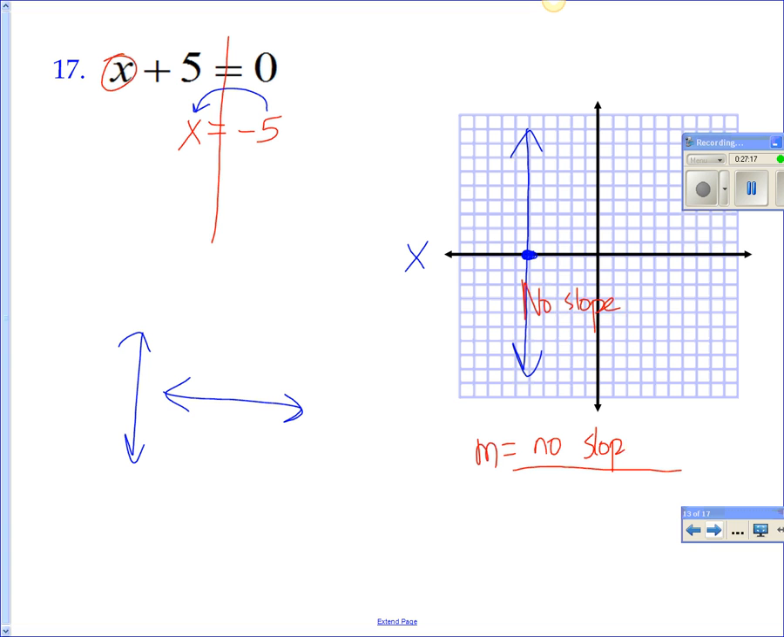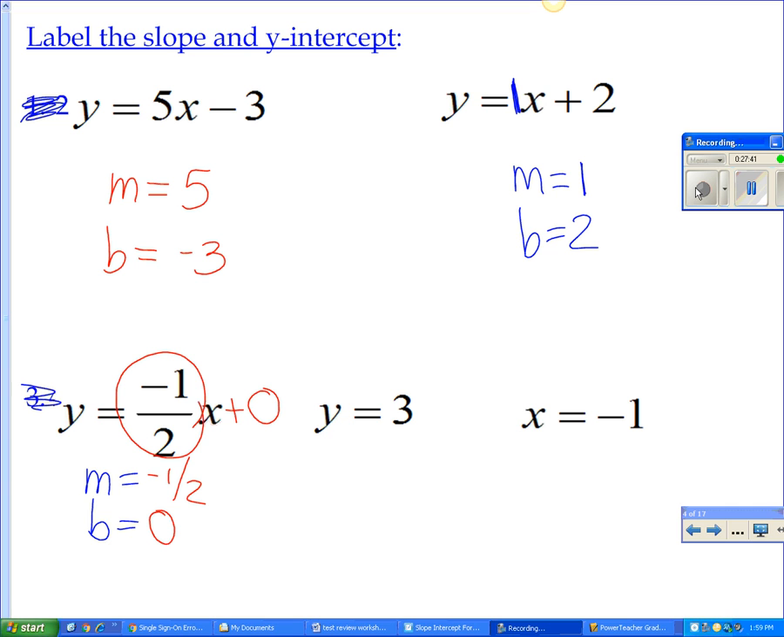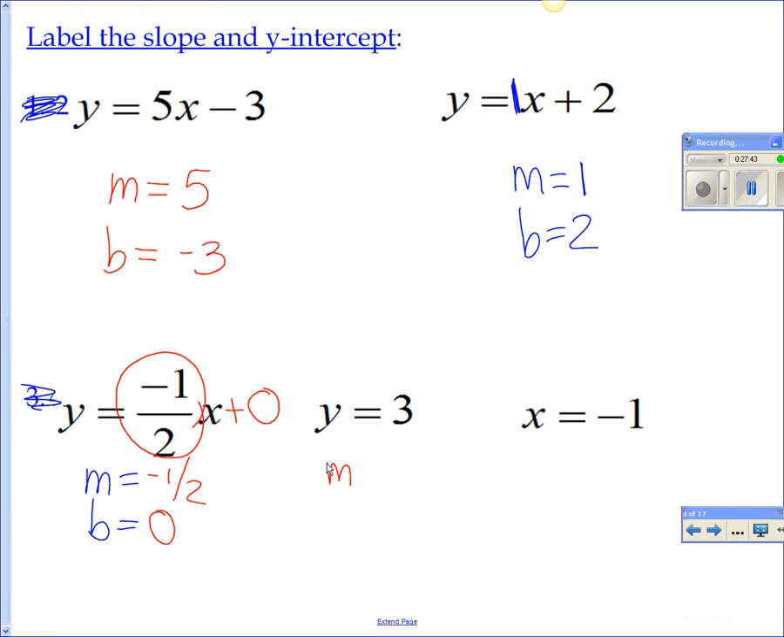Now, here I guarantee you, half the class is going to miss this one. They always do. What does B stand for? What word? Y-intercept. Where does this one cross the Y? There's none. Yep, there's none. You could put NA if you wanted. I guarantee you, M equals and B equals.